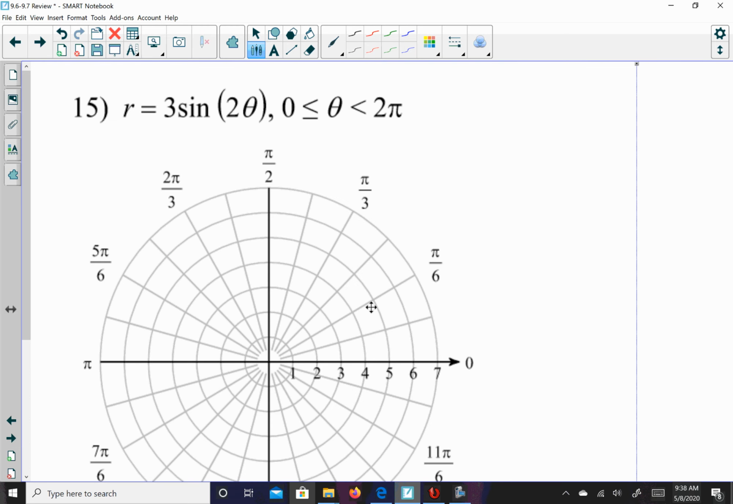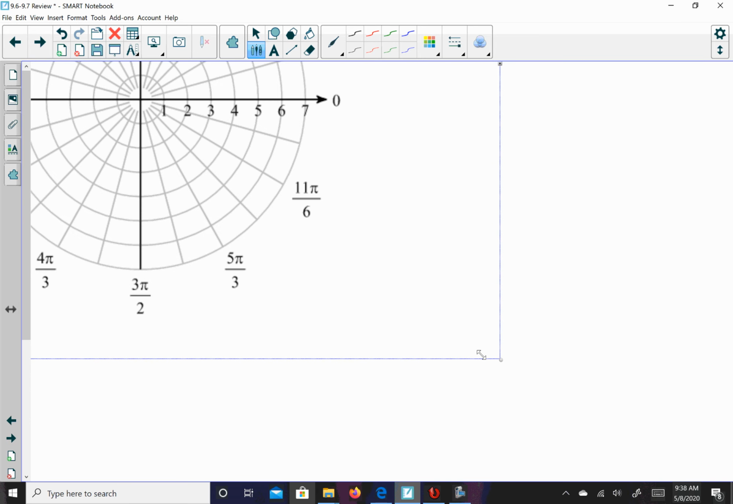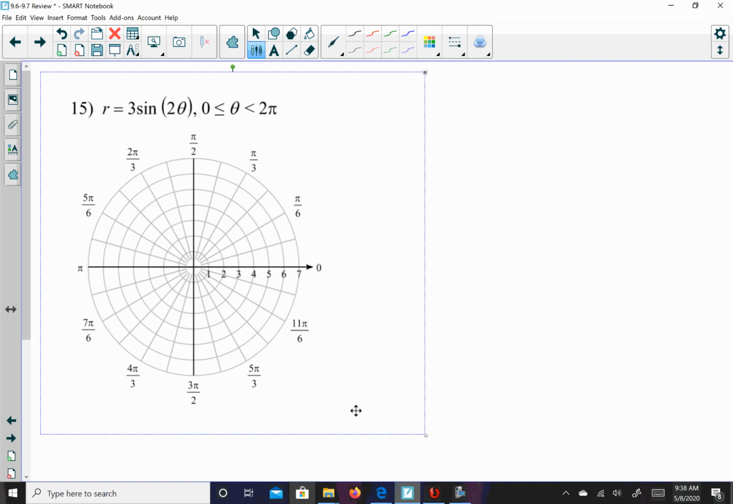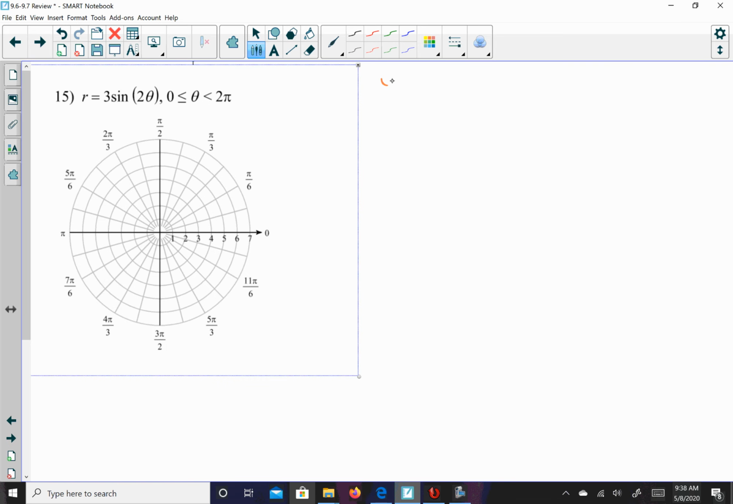This one, I have 3 sine 2 theta. Since that 2 is even, that means I'm going to have twice as many petals. So this one, I am going to have 4 petals. My max is going to be that 3. My zeros, so I'm going to say 0 is equal to 3 sine 2 theta. So 0 is equal to sine of 2 theta when I divide both sides by 3.